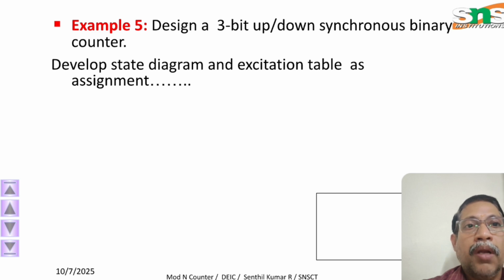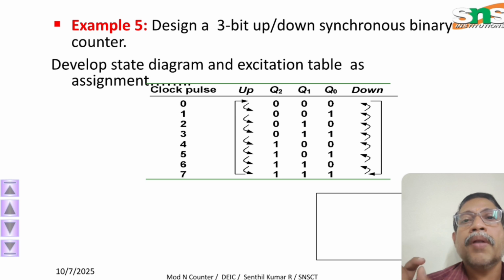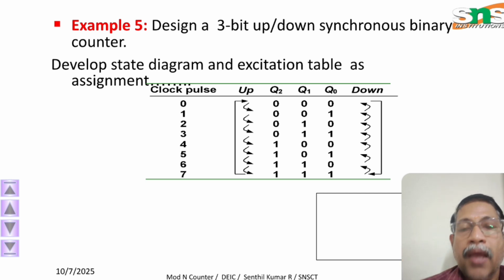See the excitation table which is shown here. The clock pulse is from 0 to 7. For the up counter, when the present state is 000, the next state will be 001. And when the present state is 001, the next state will be 010. It goes on for an up counter. See here, the arrow mark is given for an up counter from 000 to 001 and 010, and it goes on.